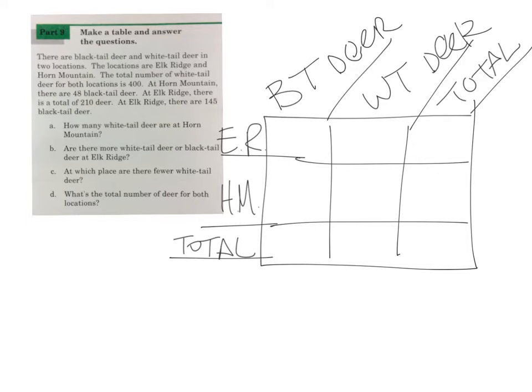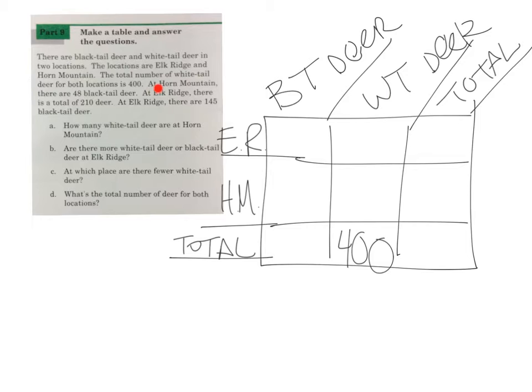All right. It says that the total number of white-tailed deer, so I'm going to be looking in this column here for white-tailed deer. The number of white-tailed deer for both is 400. So under white-tailed deer, I'm not just looking here. I need both locations for white-tailed deer. So 400 is going to go in the bottom middle.